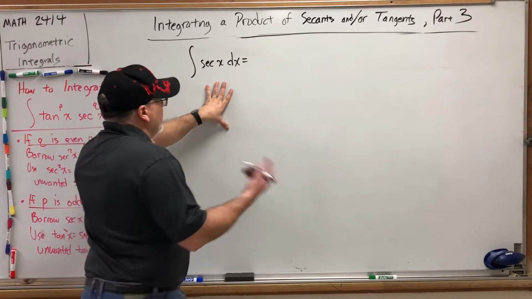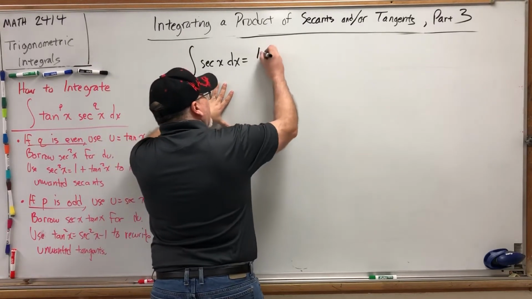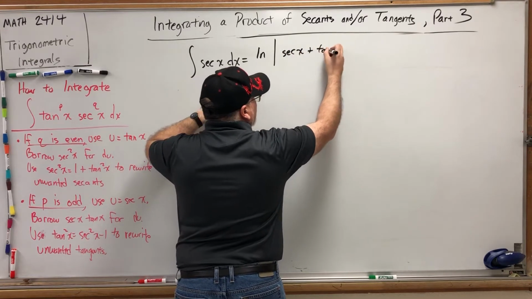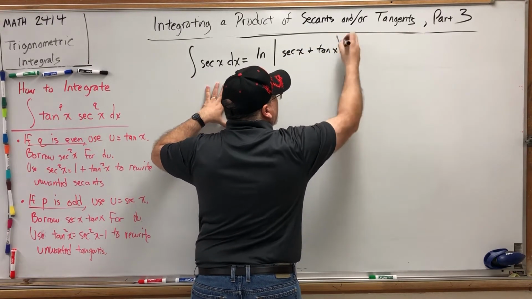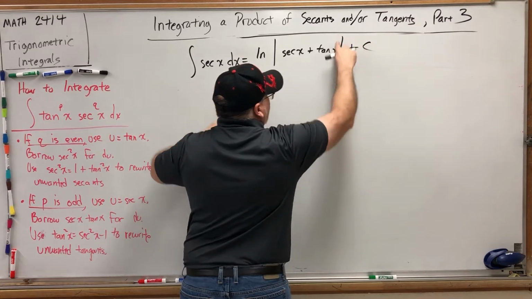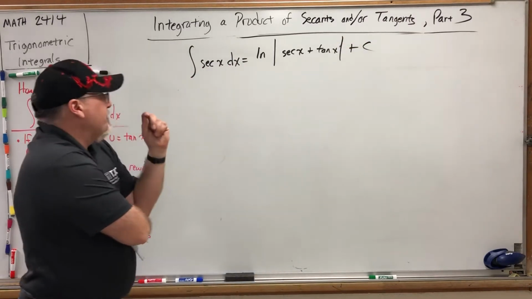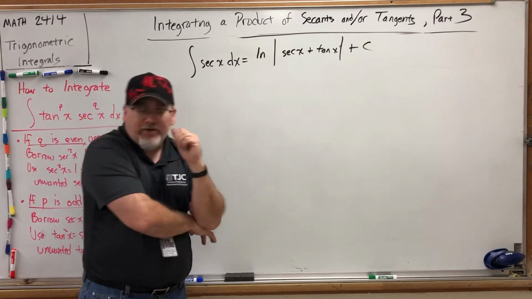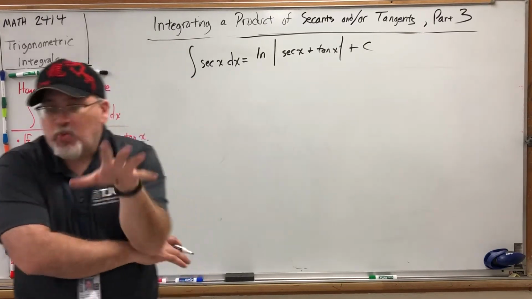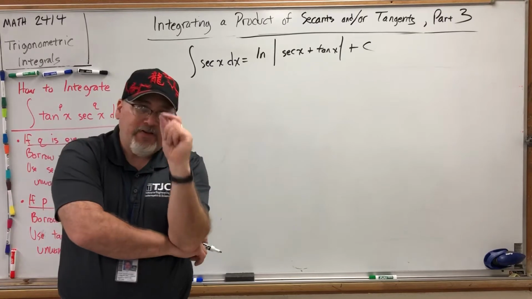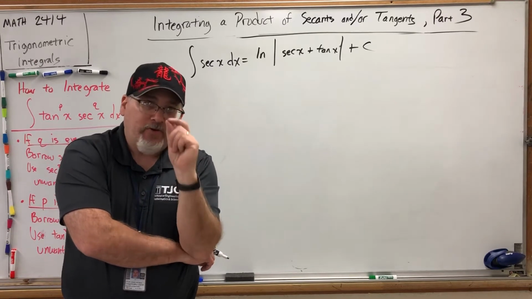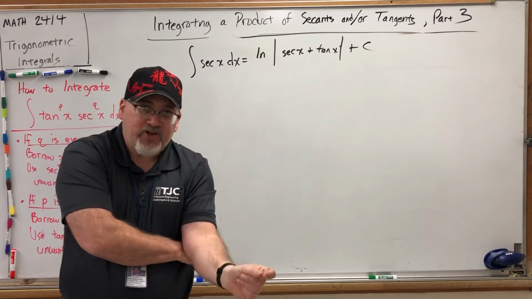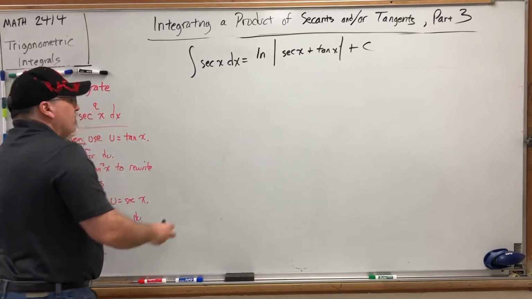comes from. The integral of secant x is the natural log of the absolute value of secant x plus tangent x plus c. Not a standard integral by any means. How do you possibly get from here to here? I'm going to show you that in a second, but this is one that you should just add to your list of integral rules. The integral of secant x dx equals the natural log of secant x plus tangent x plus constant. Why?